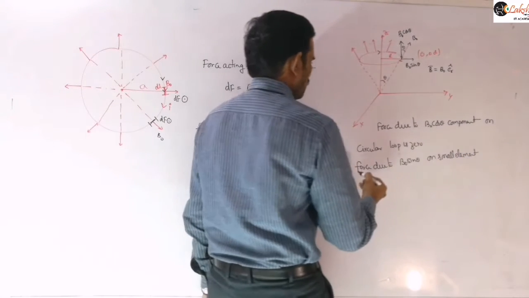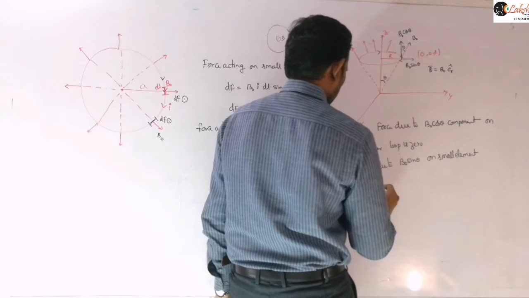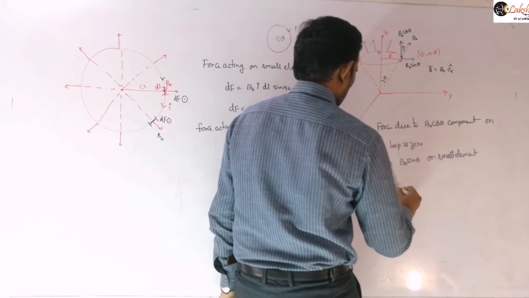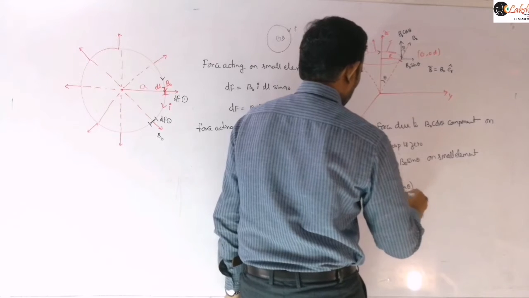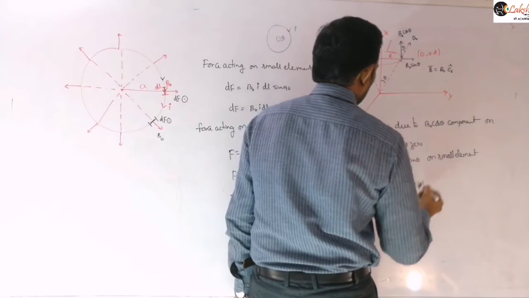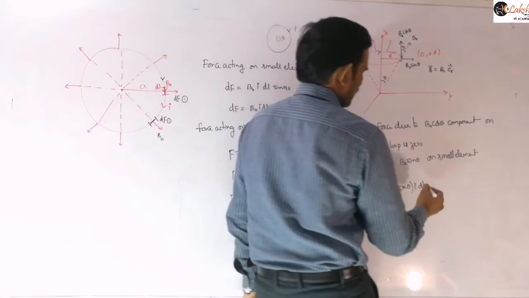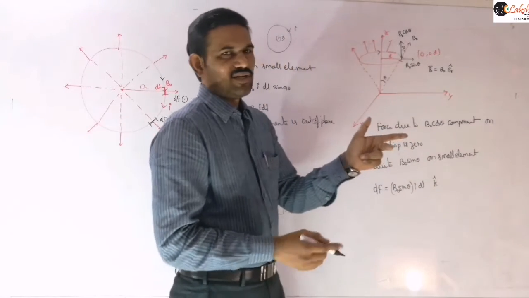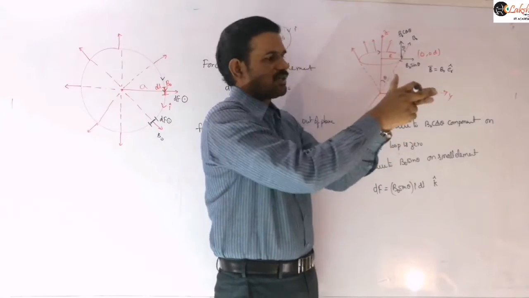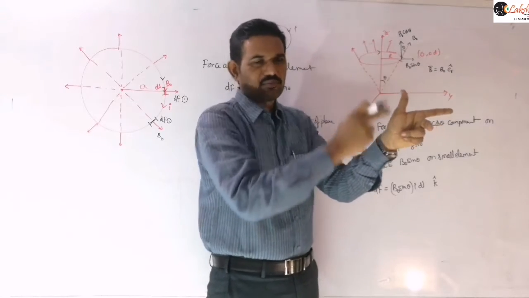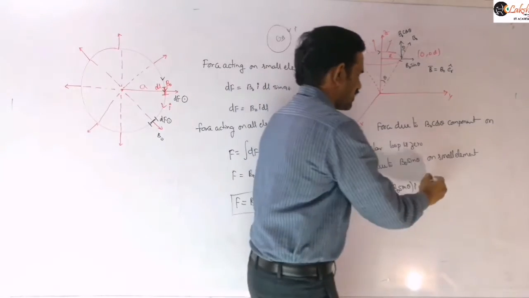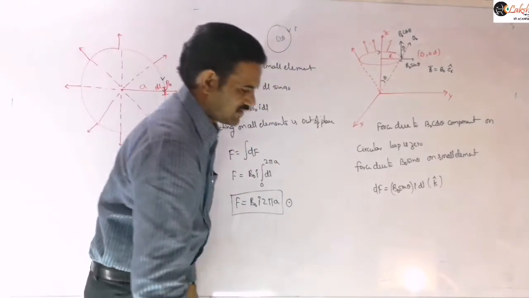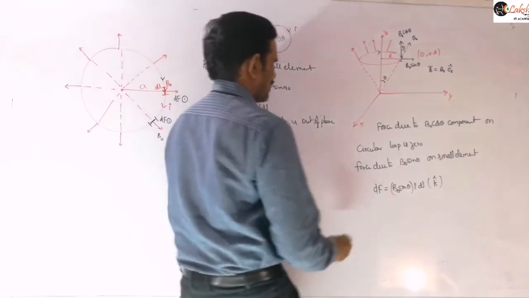So the force due to b naught sin theta on the small element will be dF equals b naught sin theta into I into dl, and this force will be along this z direction, that means k cap. The sin theta component is along this direction, and if you take an element here, the current is flowing like this, then you will get the force out of the plane, along this k cap direction. And so the forces due to all the elements will be in the same direction, so you can integrate.